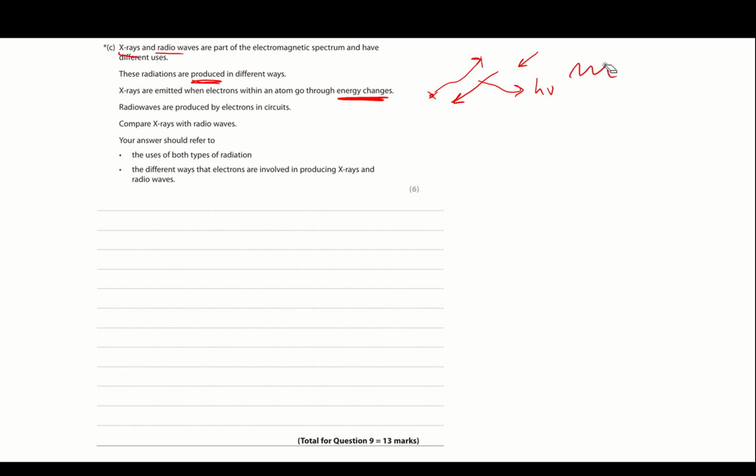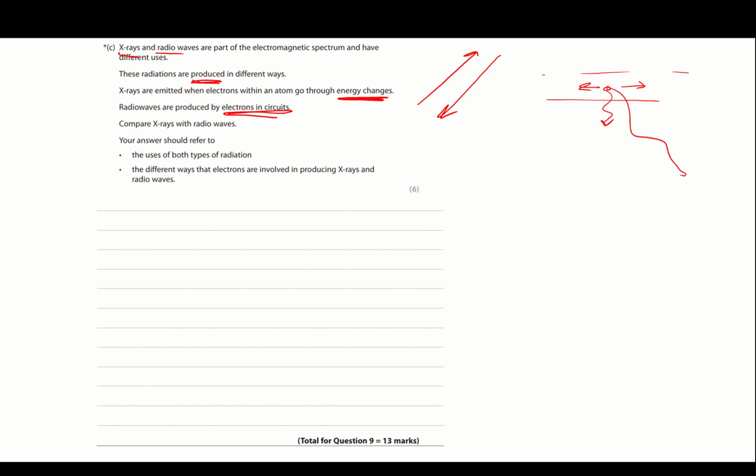So little fall, I might get a radio wave. Large fall, I might get a gamma wave or an X-ray. So that's the basic idea, and we'll talk about that in a bit more detail. Radio waves are produced by electrons in circuits. So again, we've said X-rays are promotion and fall back down. Radio waves are, I've got a wire and I'm going to take an electron, I'm going to wiggle it side to side. When I do that, it'll produce a radio wave, obviously a longer wavelength than that. So there's the basic ideas.